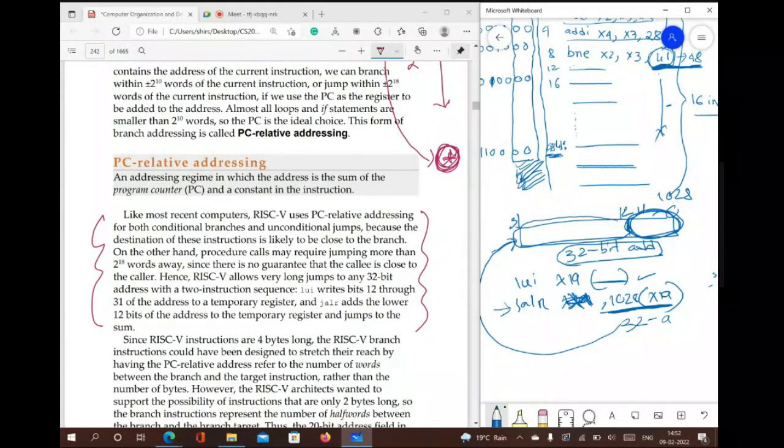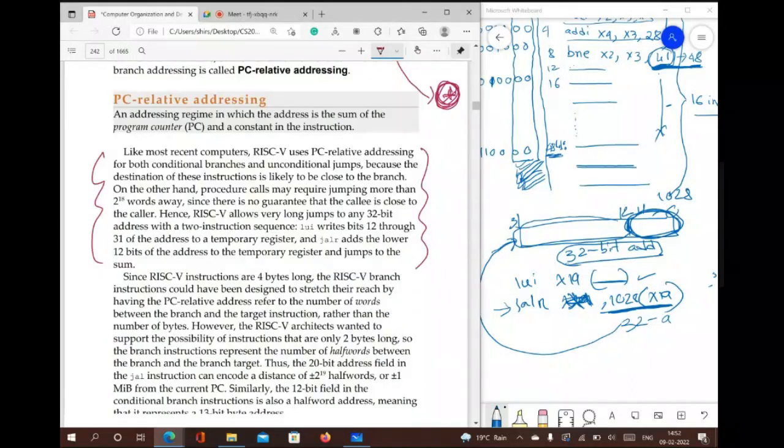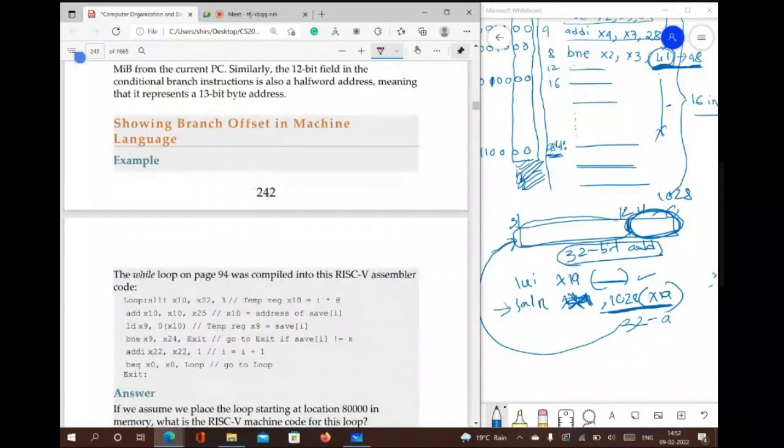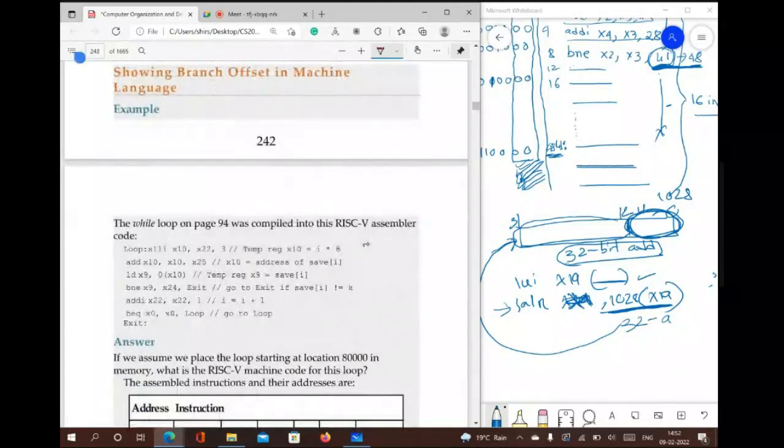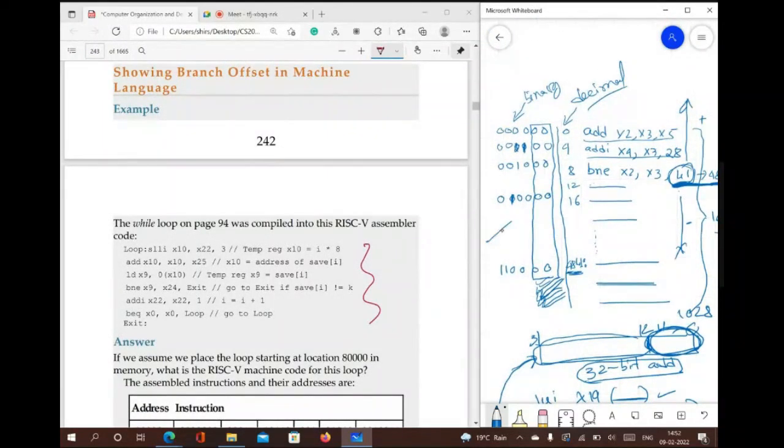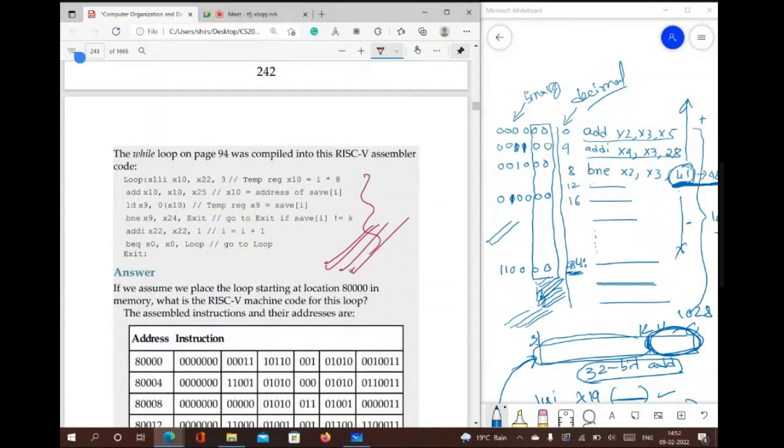Okay, so let me repeat whatever I have explained. I'm not explaining this example, because I've already explained a similar example here. The example is almost similar. Try to understand the example that is given in this book. If you understand the example that I've shown here on the right side, then you will also understand the example shown on the left side, that is in the book.